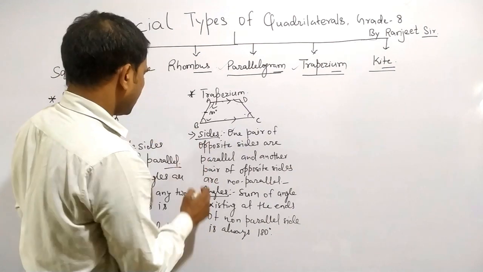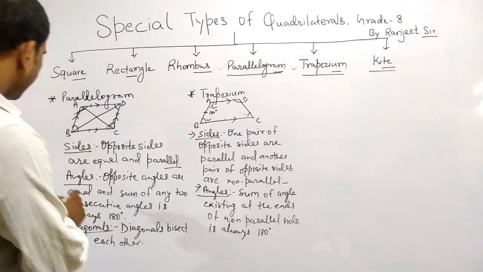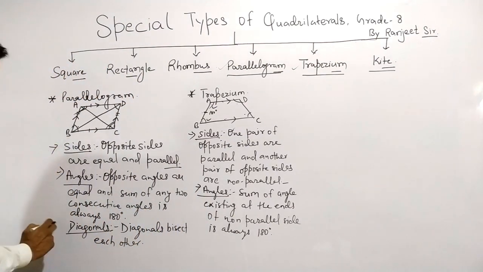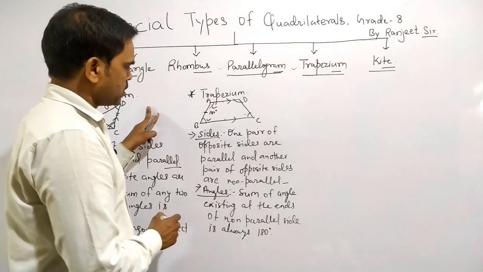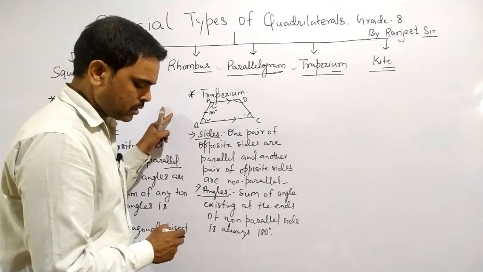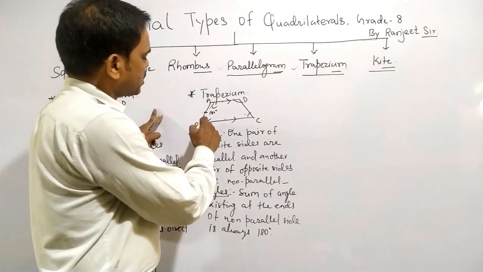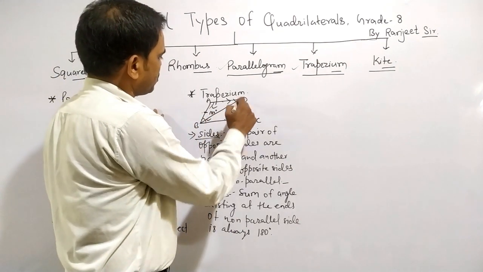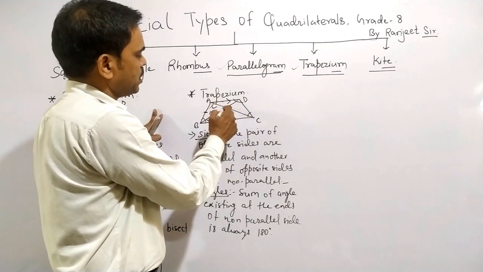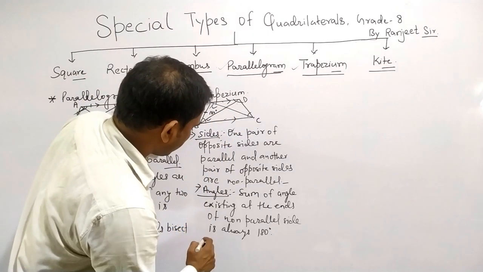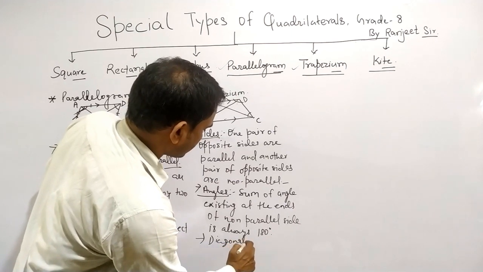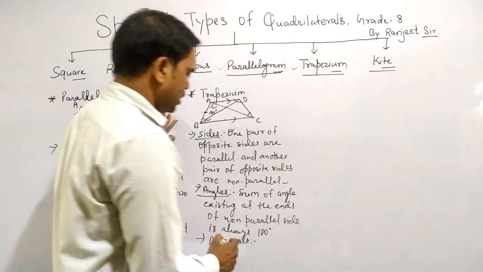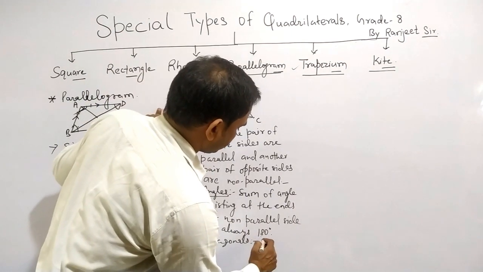Now we have to discuss the diagonals also. There is no such special property about the diagonals. We will simply say diagonals intersect each other, as you can see. So you write here about the diagonals: diagonals intersect each other.